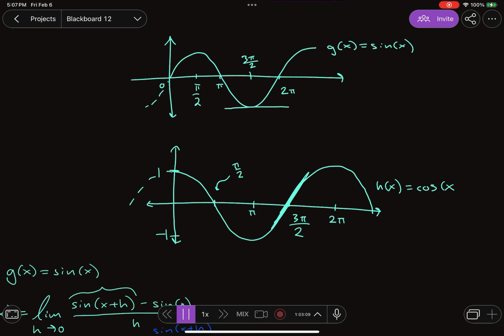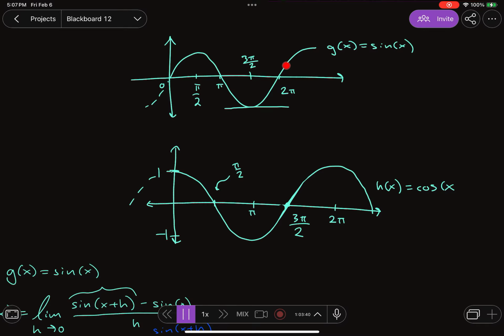The height right here is 0, which means that the slope of the sine function is 0. The height of this function at 2 pi is 1, which tells me the slope of the original function at 2 pi is 1, and things check out. Well, it's at least believable.